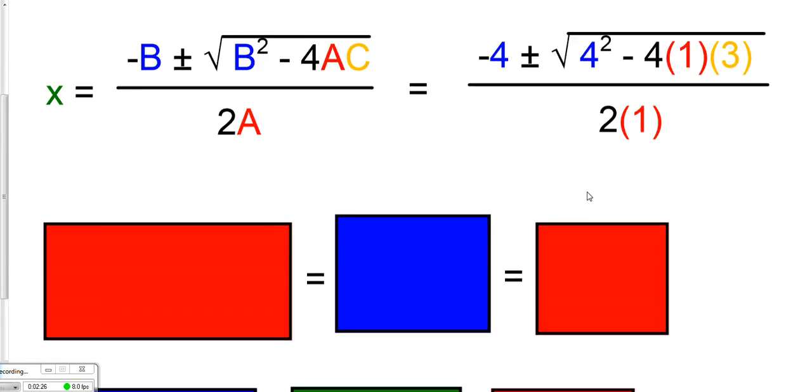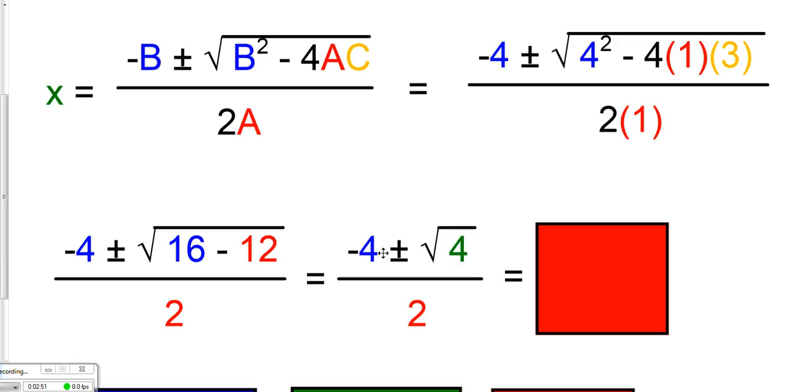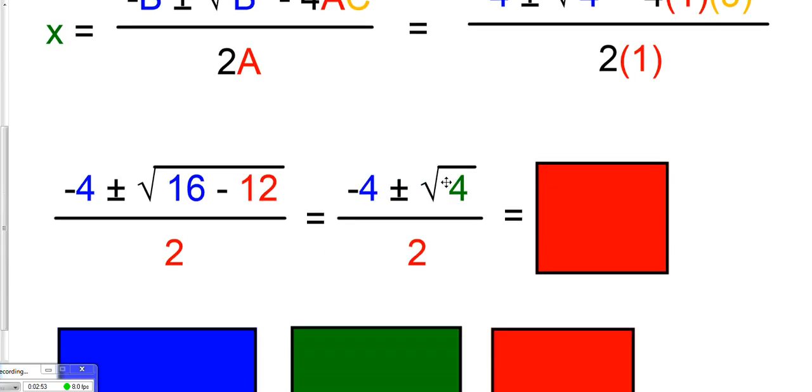Now I need to simplify. From this version, negative 4, just negative 4. 4 squared is 16. Over here, 4 times 1 times 3. 4 times 1 is 4, times 3 is 12. So 16 minus 12 goes underneath the square root. 2 times 1 is just 2. Simplifying some more, 16 minus 12 is 4.